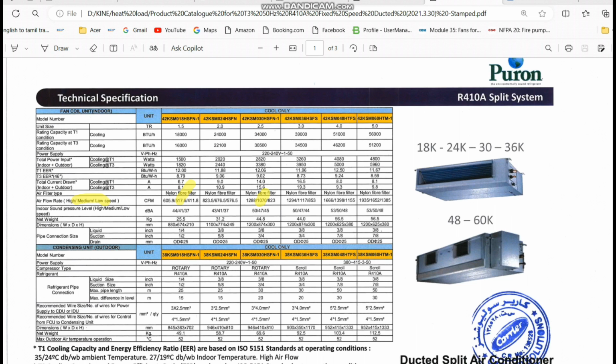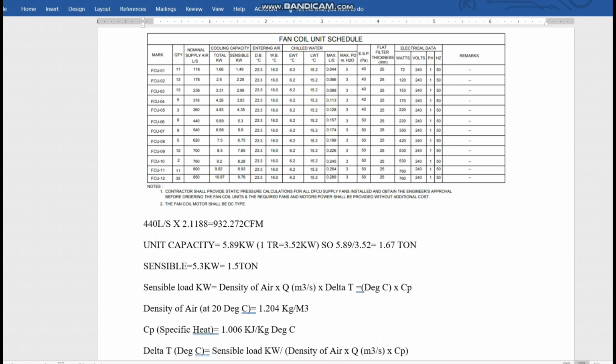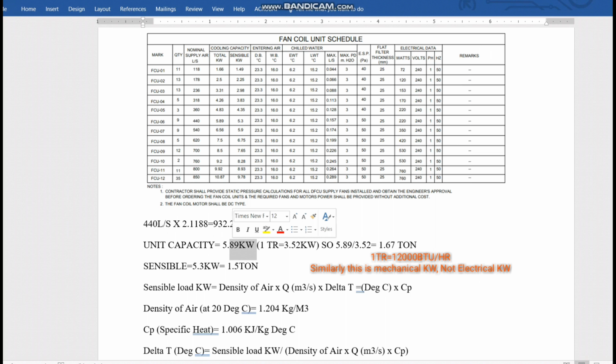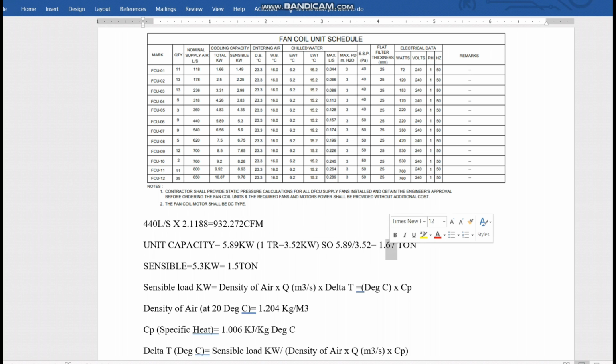But not only this one, we have to see some other factors. So let me show you what that is. The unit capacity for FCU6 is 5.89 kilowatt. You know that 1 ton is equal to 3.52 kilowatt. This 3.52 kilowatt is not electrical kilowatt, it is a mechanical kilowatt, like 1 ton is equal to 12,000 BTU per hour. Similarly for the mechanical, 1 ton is equal to 3.52 kilowatt. So the total capacity 5.89 for FCU6 divided by 3.52, I get 1.67 ton. Similarly the sensible load for the FCU6 unit is 5.3, so 5.3 divided by 3.52 gives 1.5 ton.